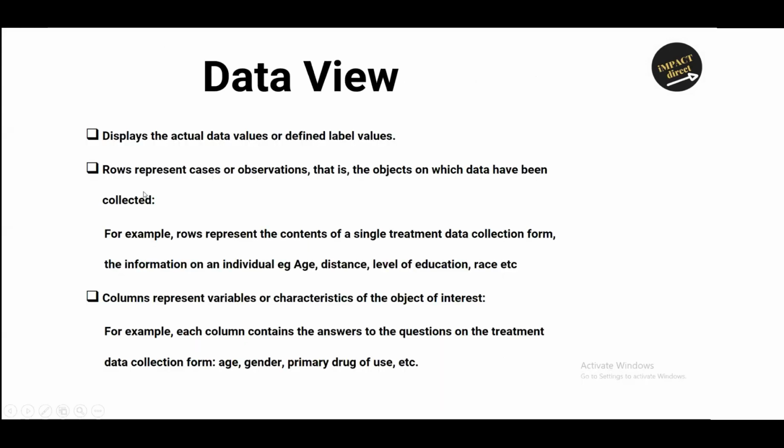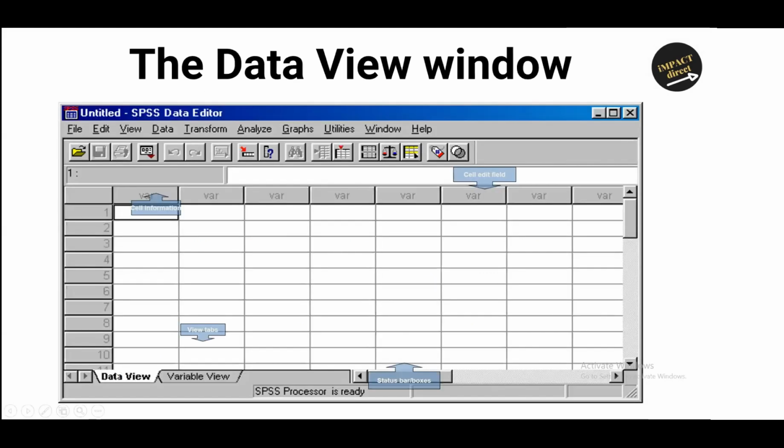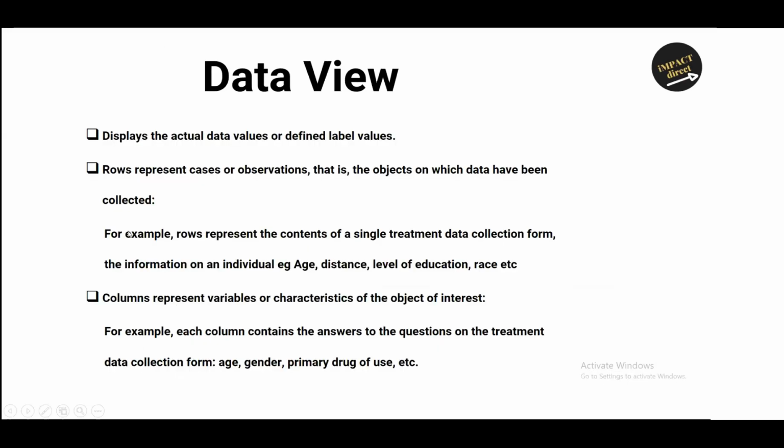So these rows display the real data. This is the real data. But I'm saying the rows represent the cases of observation, that is, the objects on which data are being collected.